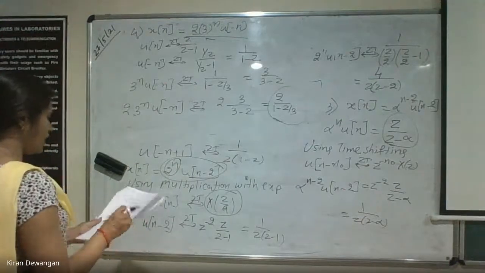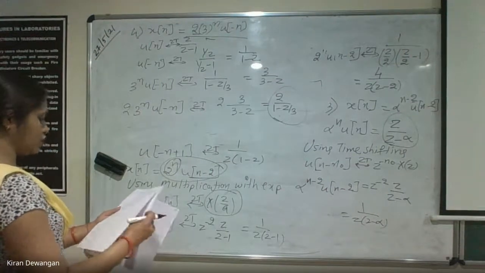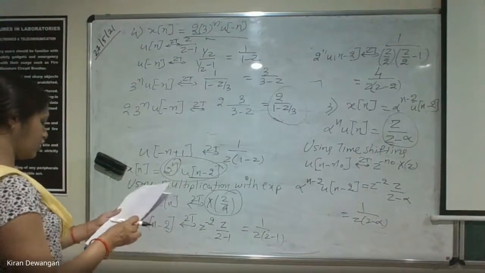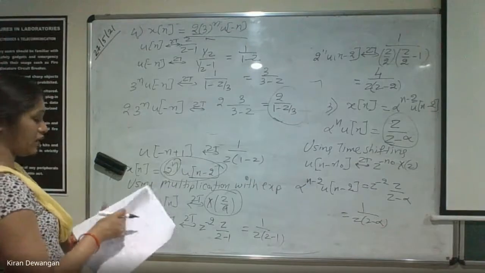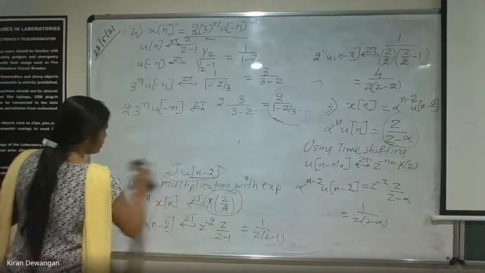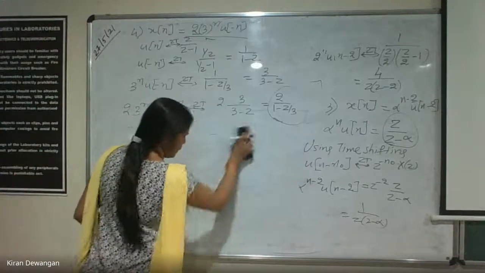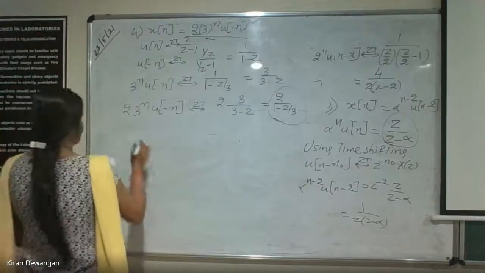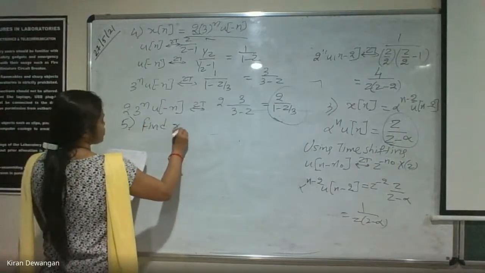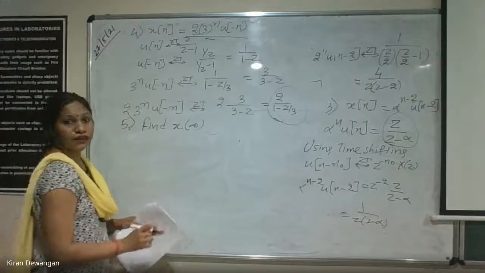Now we have the questions based on the final value theorem and the initial value theorem also. I'll just give you a brief of how to solve those questions, final value theorem or initial value theorem, because those questions are very important to solve. Now the question may be of the form: find x of infinity. For x of infinity, we'll have to make use of the final value theorem.